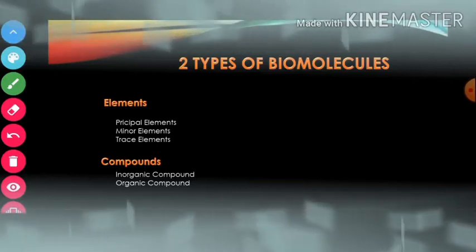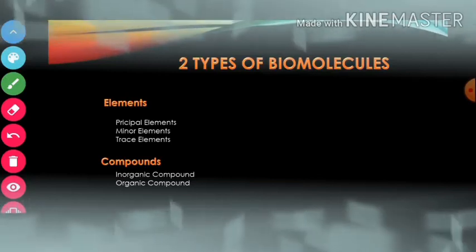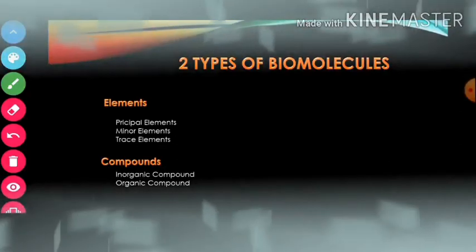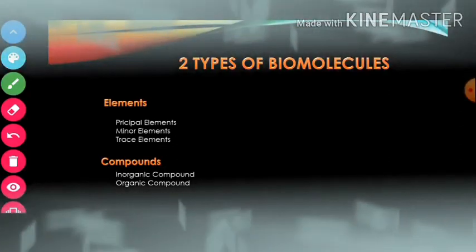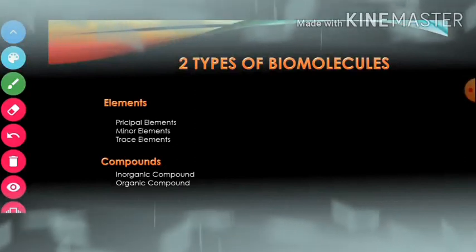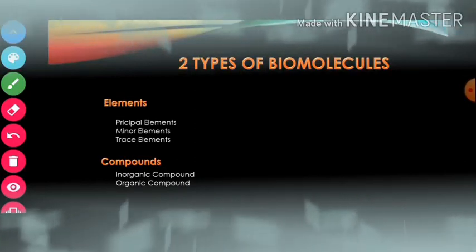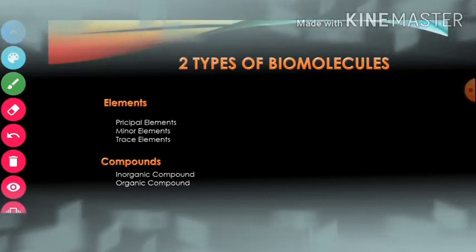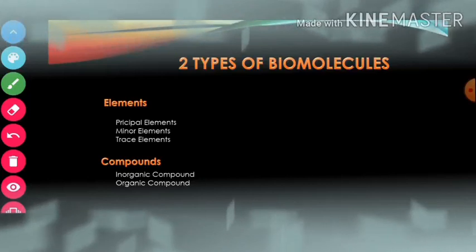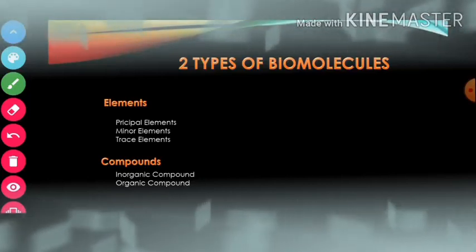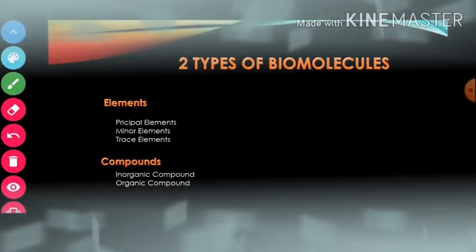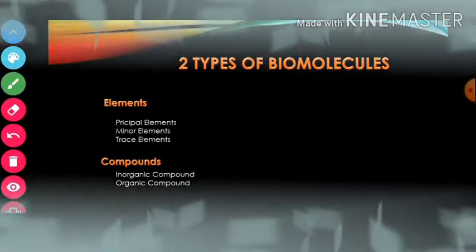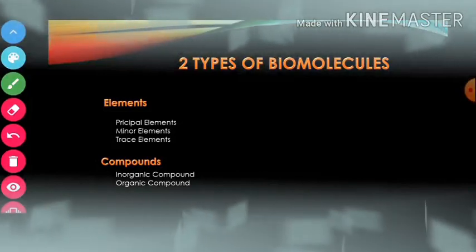The second type of compound is organic compound. Children, they contain the element carbon. Actually, they form the skeleton. They have large molecules, complex structure and high molecular weight. They include carbohydrates, lipids, proteins, nucleic acids, vitamins, etc. Children, later we will study each of them in detail separately. I hope it is clear to you.